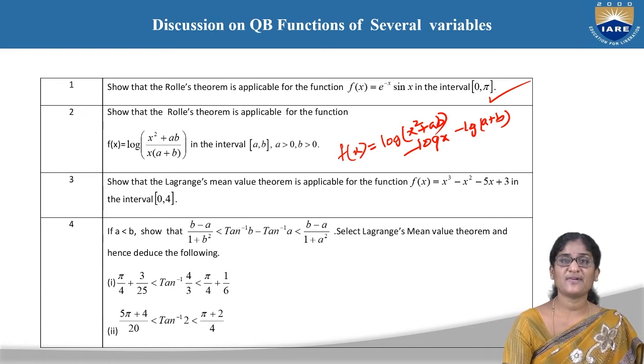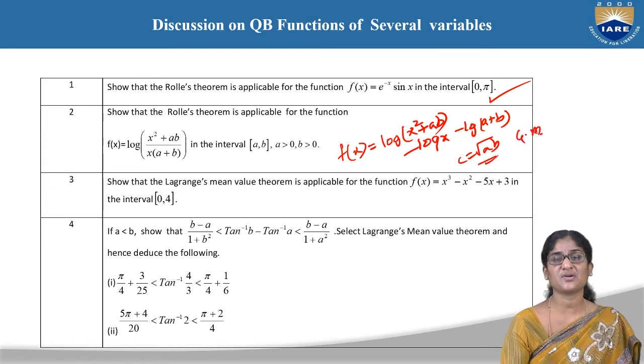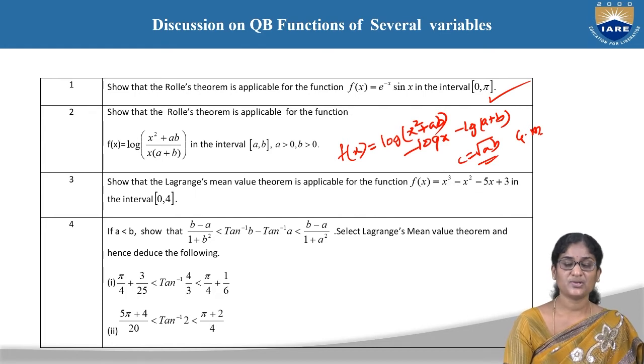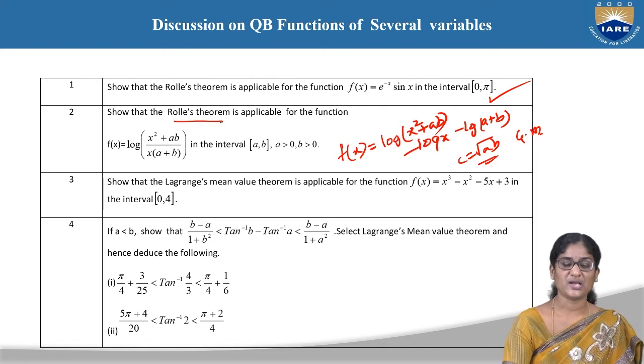Then we can find the value of c, and the c value is nothing but the square root of ab, which is the geometric mean between a and b. Geometric mean always lies in between a and b. Arithmetic mean and geometric mean, the mean values of an interval, always lie inside the interval. So you can say that c lies in the open interval a and b. That is how you can show that Rolle's mean value theorem is applicable here.